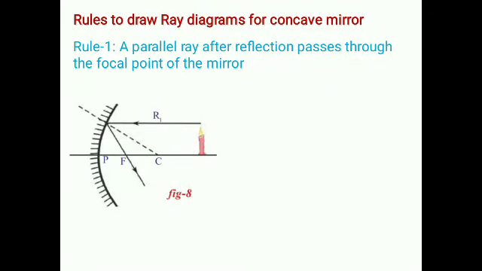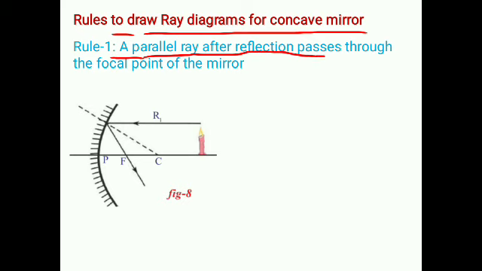Rules to draw ray diagrams for concave mirror. Rule 1. A parallel ray after reflection passes through the focal point of the mirror.